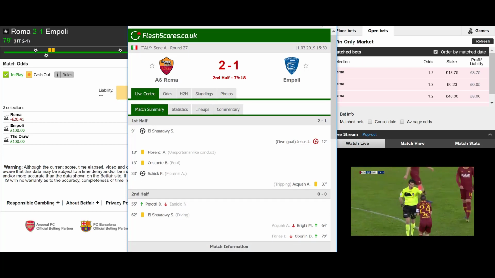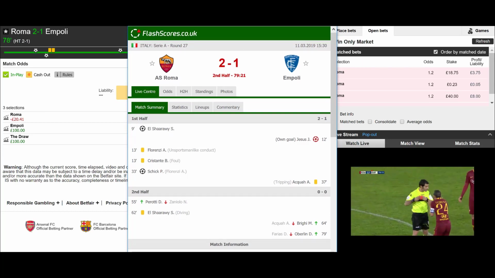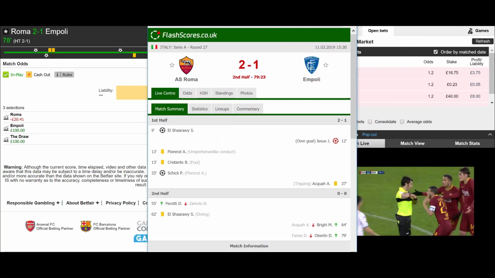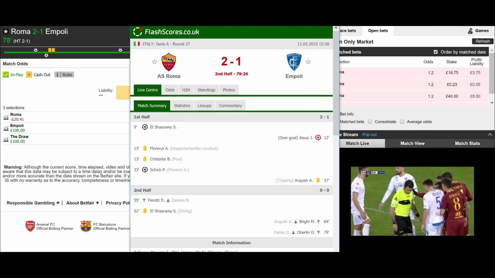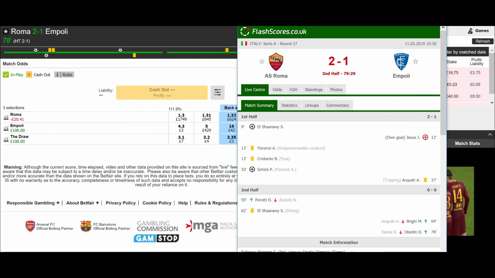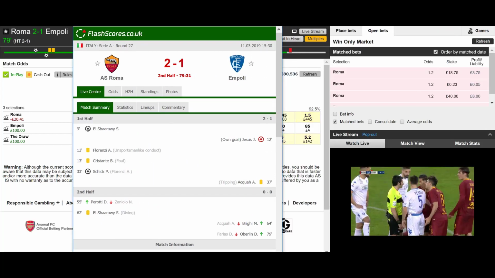Yep, a red card. Good timing there. So there's something in our favour. But anyway, Roma, pretty strong favourite before the match in this one. And they're about 1.6. We just laid them at 1.2.